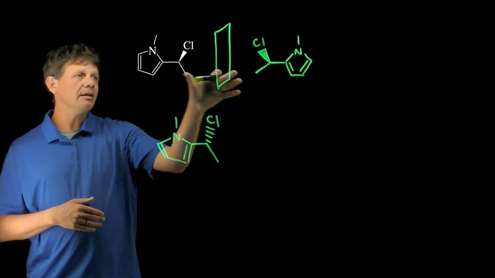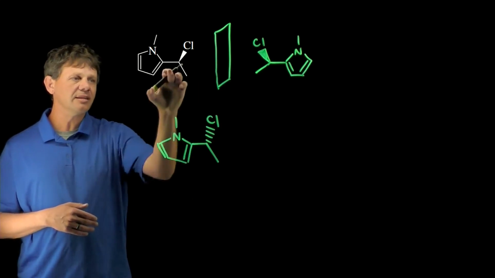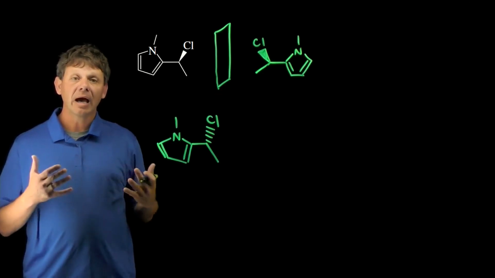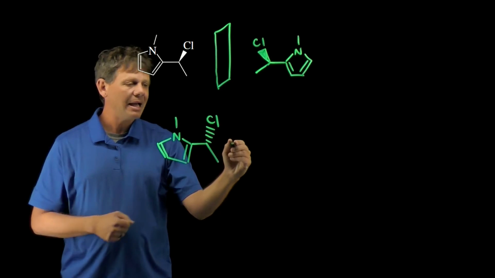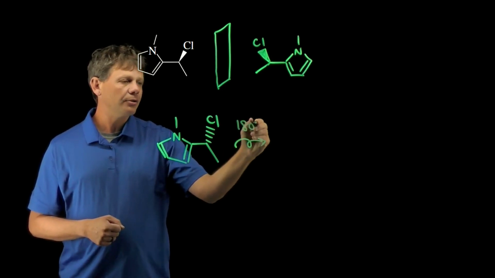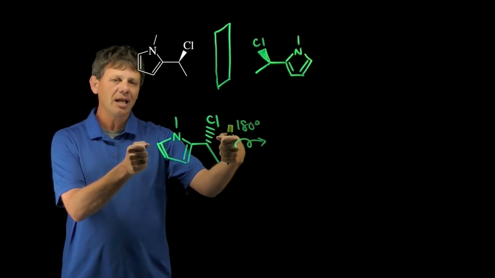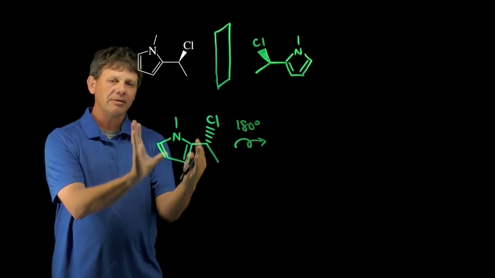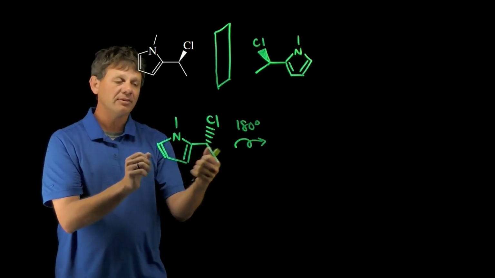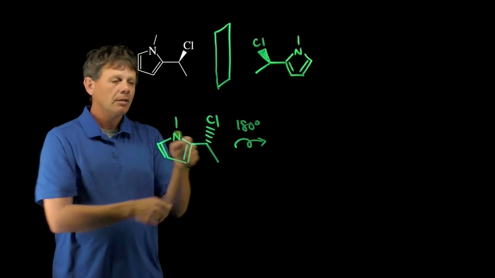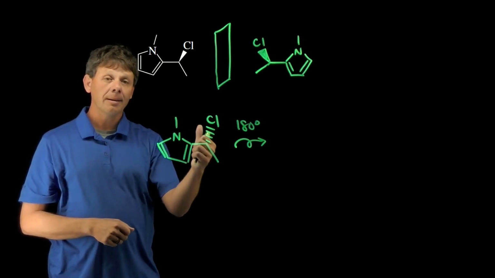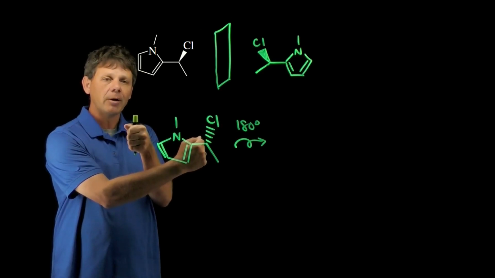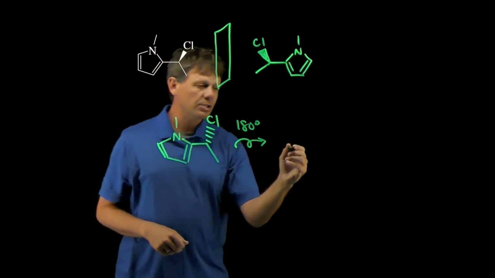Now, if this and this are enantiomers, and this and this are enantiomers, then these two must be the same thing. How can we prove that? Well, let's imagine doing a 180-degree pancake flip where we lift this out of the plane of the page and flip it. This group, this nitrogen-based ring that's on the left here, is now going to be on the right. This chlorine that is going back into the page, when we take it and flip it, will now be coming forward.